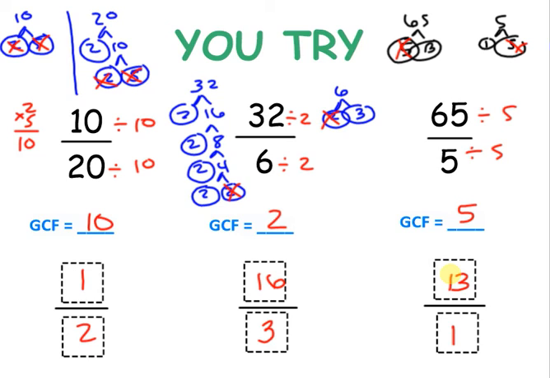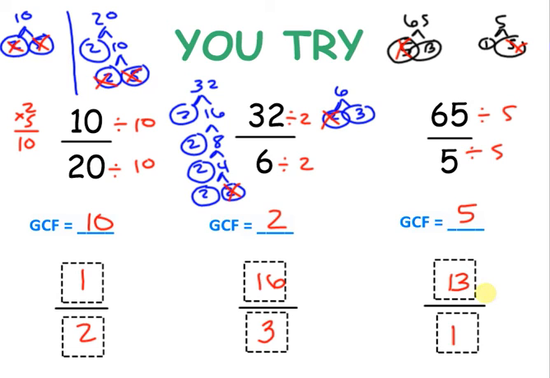All right, if you're not done, go ahead and pause the video so you can keep working them out, but I want to show you what I went ahead and came up with. So here, our fraction 10 over 20, our GCF would end up being 10, and our reduced fraction is 1/2. With 32 over 6, our GCF is 2, and our reduced fraction is 16 over 3. With 65 over 5, our GCF is 5, and our reduced fraction is 13 over 1.